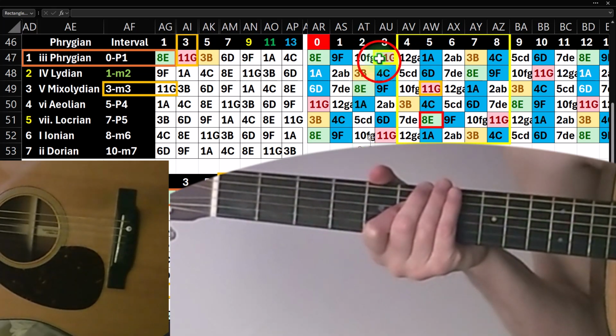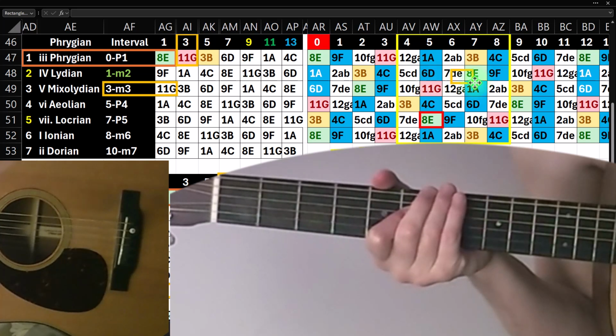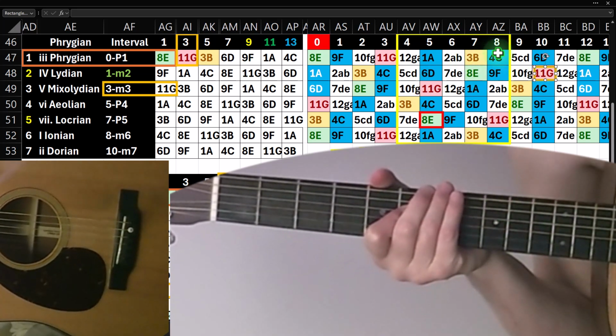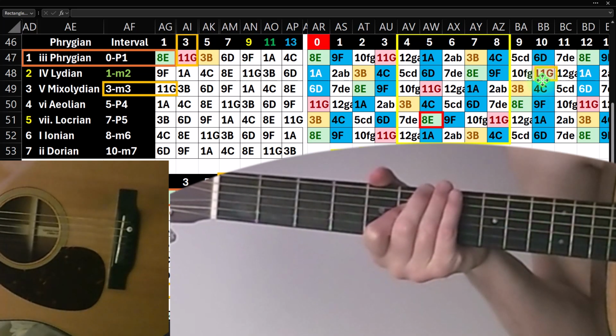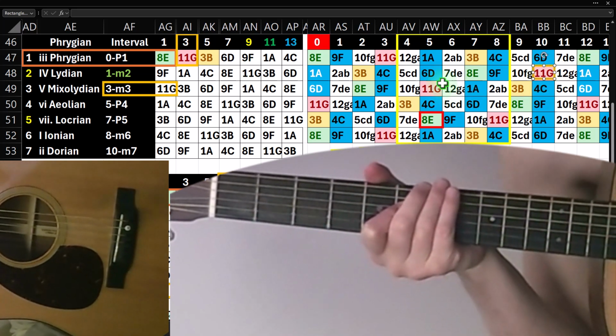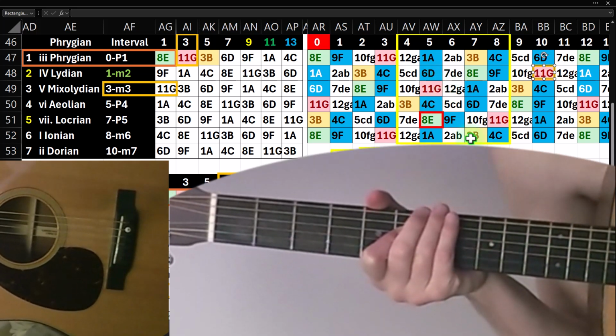Okay, let's go up to the next one. Next one, boom. 1, 2, 3, 4, 5. All right, so we're gonna go up 3 strings and cross the fault line. So we're looking for a 3-note away minor third.